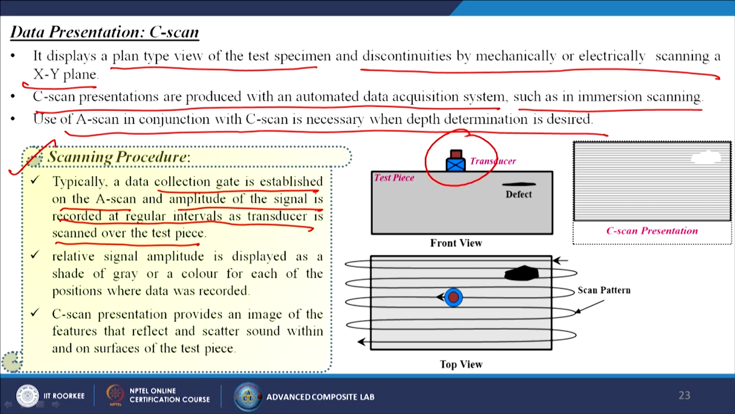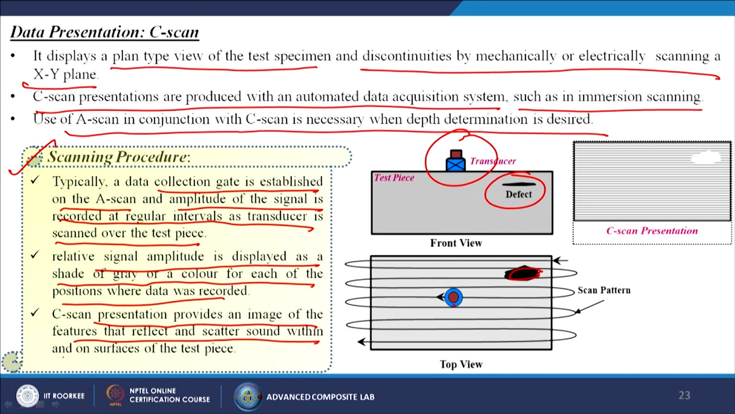Now this is your transducer, this is your test piece and defects are present over there. From the top view we are seeing that this is the transducer and this is your crack or maybe the defects. Relative signal amplitude is displayed as a shade of gray or a color for each of the positions where the data was recorded. C scan presentation provides an image of the features that reflect and scatter sound within and on the surface of that test piece.